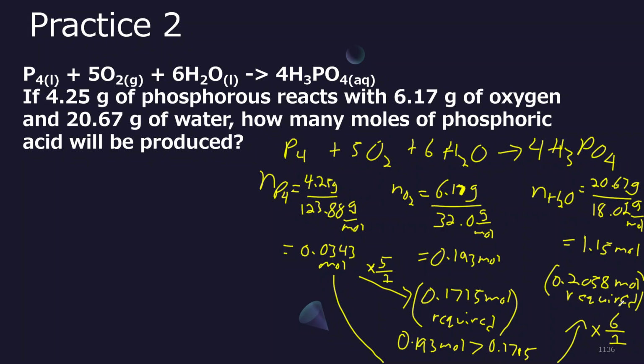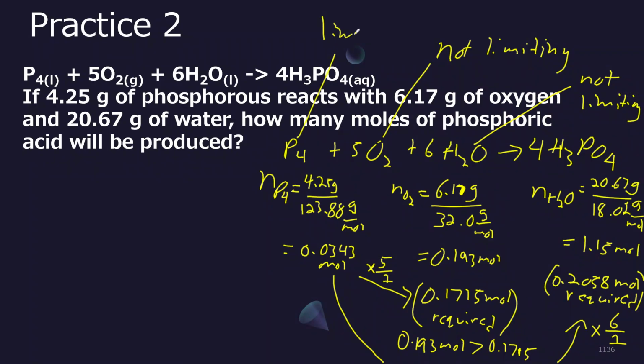So O2 not limiting and H2O not limiting. That leaves you with your assumption of P4, which is limiting. And all the rest are excess. We have more than enough. Okay, so what to do then? The question, look back at what the question is actually asking. How many moles of phosphoric acid will be produced?